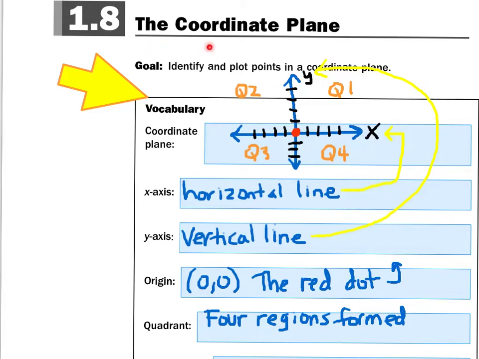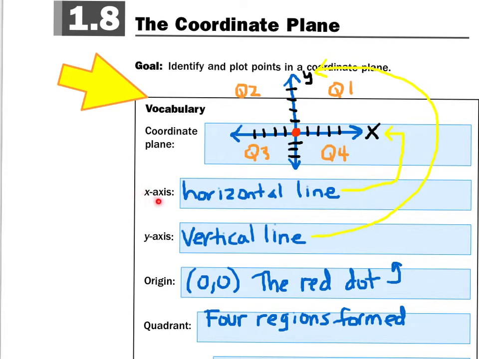Hi, today we're going to look at the coordinate plane. Now, take a look at the vocabulary right here. When I say coordinate plane, I'm talking about this picture, the y-axis, the x-axis, and the four quadrants that are created. And we use this plane to graph points.